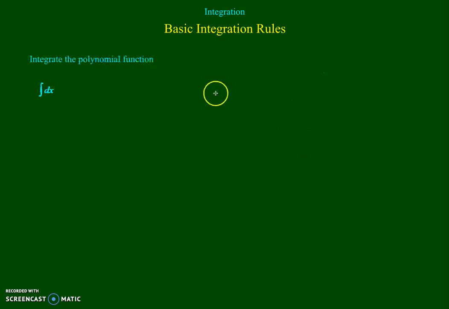So to integrate a polynomial function, this function is just the integral of 1. So the integral of a constant is the variable of integration times the constant. We usually don't write the 1 out front, plus c. So this is using that integral of a constant rule that we looked at the very beginning.